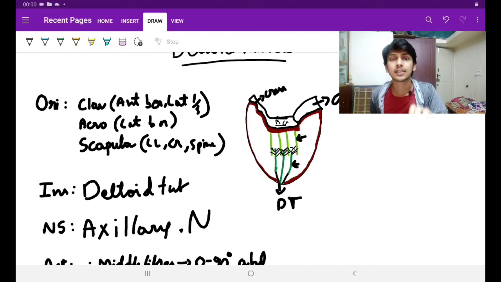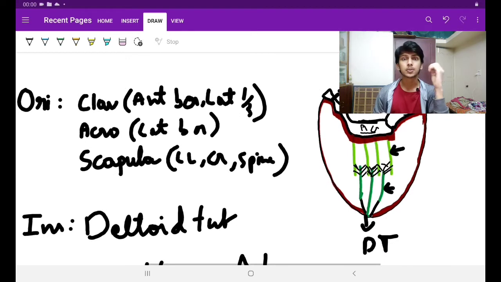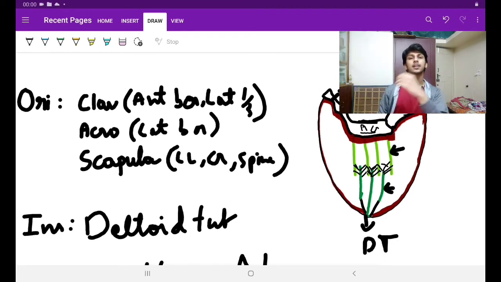Origin of the muscle is given by three bones: the clavicle, the acromion process, and the scapula. Acromion process and scapula are the parts of the same bone, isn't it? So what part of clavicle? That is the anterior border of the clavicle. Of the whole clavicle, no. The lateral one third of the clavicle. The lateral one third of the clavicle is giving rise to origin to deltoid muscle.